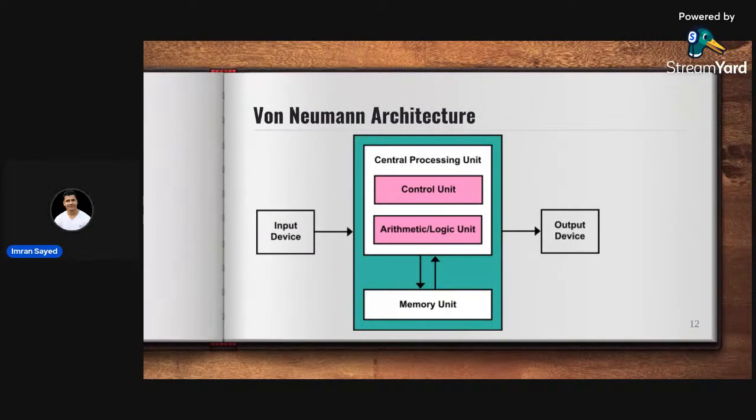So this is how the von Neumann architecture looks. You can see that on the left hand side we have the input device, on the right hand side we have the output device. You have the central processing unit. Inside of that you have the control unit and the arithmetic and logical unit. Then you also have the memory unit here.